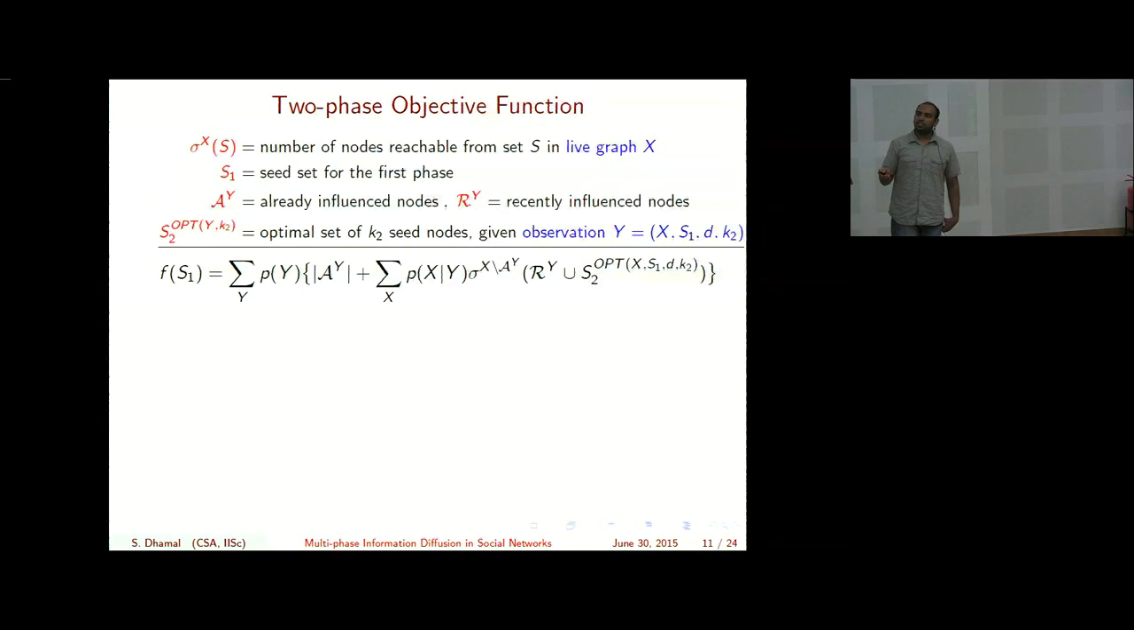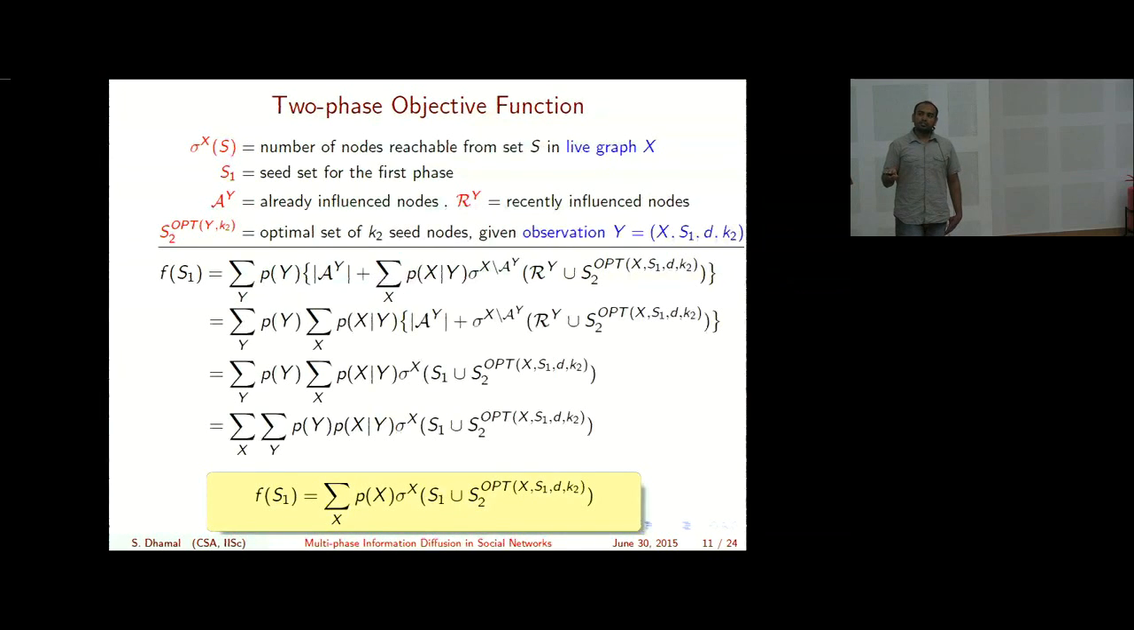And this particular term is the term where, based on the observation, we are going to select some optimal seed set, and what is going to be the spread of that particular seed set. So this is the term for that. I won't go into the details of this. Basically, with some mathematical manipulation, we reach this particular objective function. So over all possible live graphs, we have expectations of the S1, which is going to be selected as a seed set for the first phase, and the optimal set S2, which is going to be based on this particular observation.